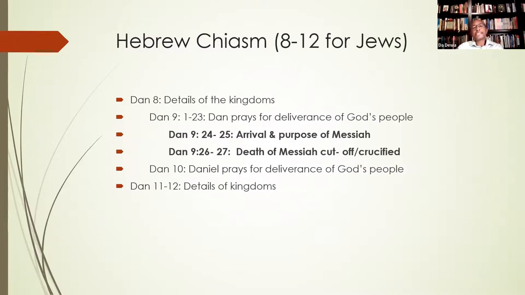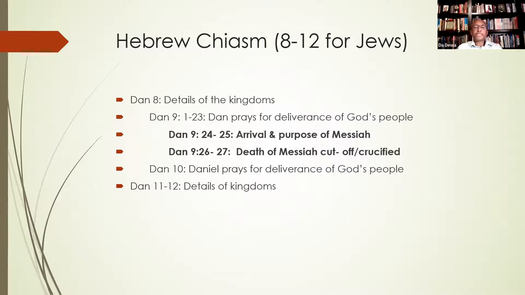So let's look at the second chiasm. The book of Daniel, as it is written in the Hebrew language, which is chapter 8 to chapter 12. So chapter 8 talks about the details of the kingdoms, but this time the kingdom of Babylon is removed and it talks about he-goats and rams and things like that. But essentially chapter 8 details the kingdoms without the kingdom of Babylon. Chapter 9 from verse 1 to 23, it's Daniel praying for the deliverance of his people after he had misunderstood something.